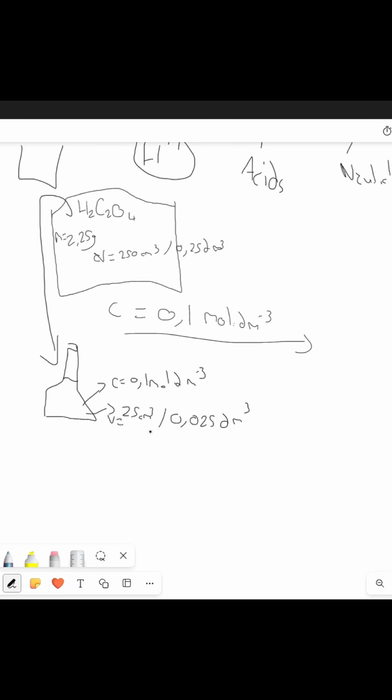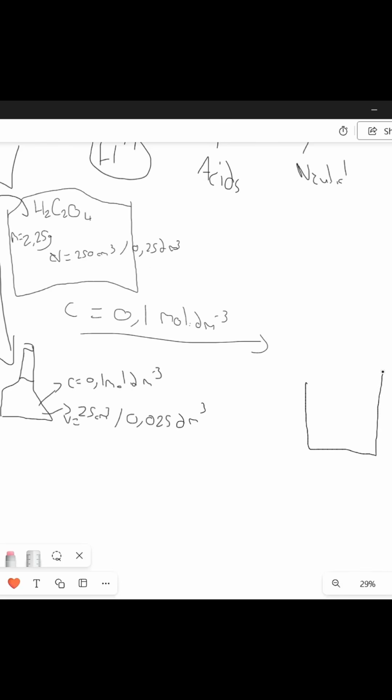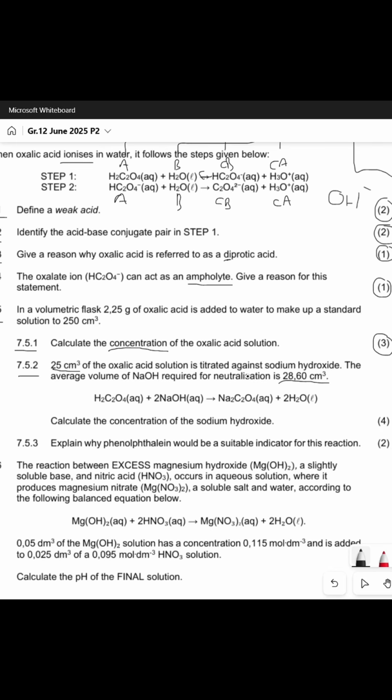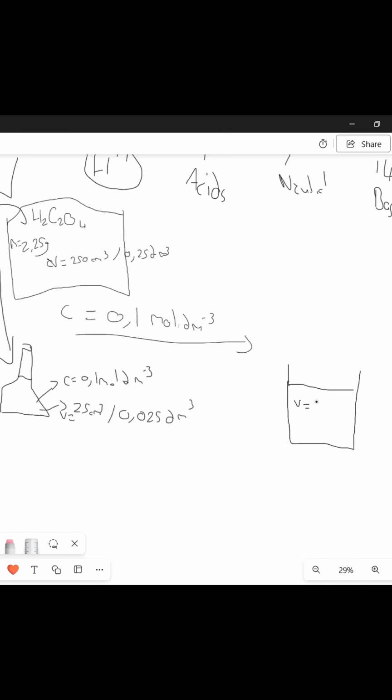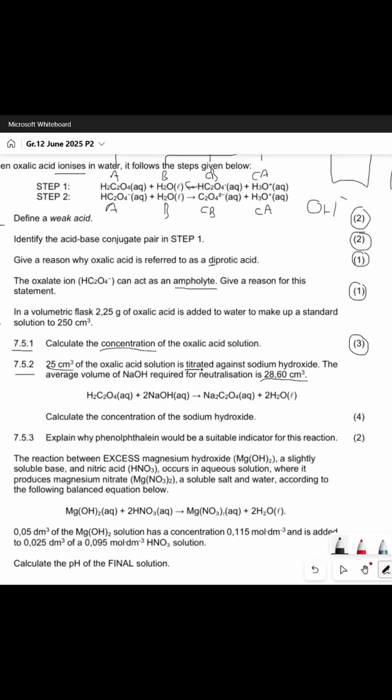The visualization helps me, and it's very important to know what values we're working with in each beaker. But then, as I mentioned, the oxalic acid solution is titrated against sodium hydroxide. So sodium hydroxide here is from a different beaker. The average volume of NaOH required for neutralization is 28.60 centimeters cubed. So we have the volume of our NaOH over there, 28.60 centimeters cubed, or in decimeters cubed it is 0.0286. And the fact that they titrated it means this is the point in time where they reach equivalence. That is just the term.